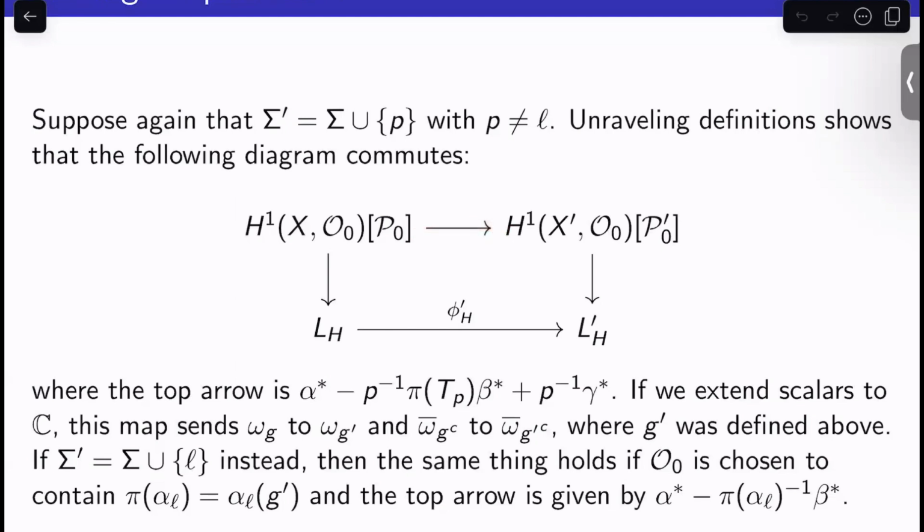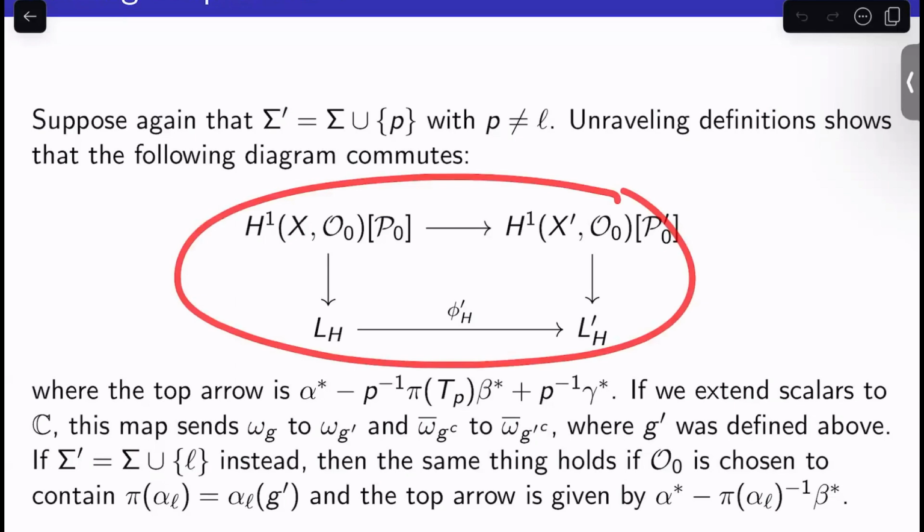The top arrow is alpha star minus p inverse pi of t p beta upper star p inverse gamma upper star. Okay, if we extend scalars all the way up to C, this map sends omega sub g to omega sub g prime, and omega bar sub g to the c to omega bar sub g prime to the c, where g prime was defined just above. And these omega guys are our differentials on our modular curves, and c is complex conjugation. Okay, so you have this in the case p isn't L.